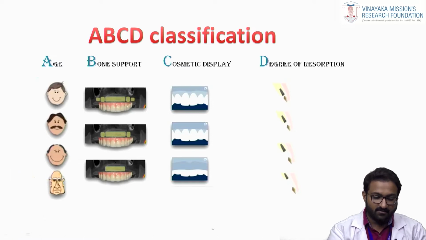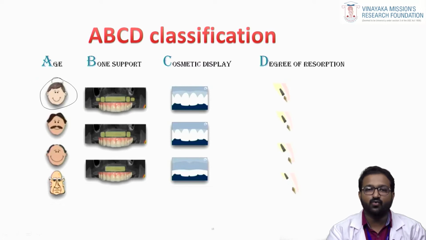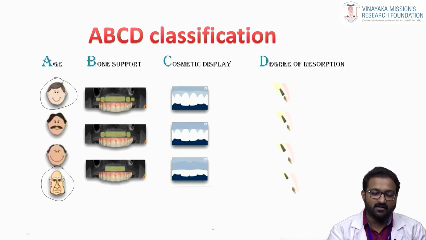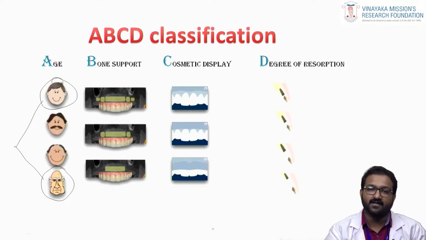Suppose the first picture is a young edentulous patient. Patients who are less than 50 years of age are called young edentulous patients. The fourth picture is called a geriatric patient. Patients who are more than 75 years are called geriatric patients. So you cannot give the same treatment plan for both the young edentulous and the geriatric patient.